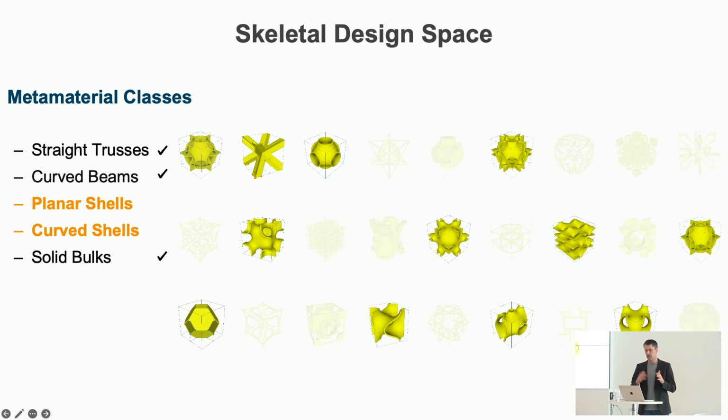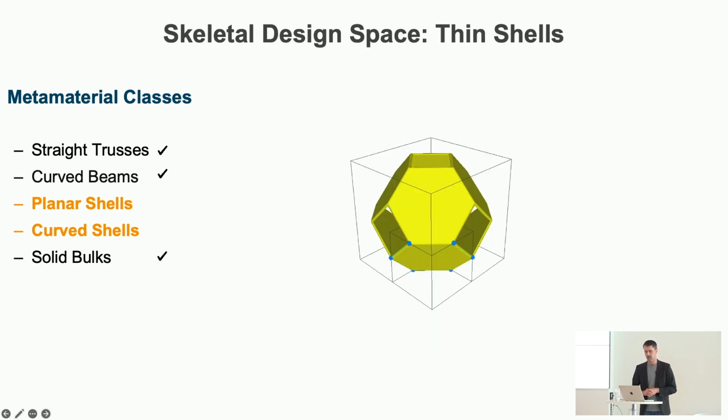And it turns out, and you can believe me, that the straight trusses, the curved beams, and the solid bulks are quite easy to model. We can manage this. And what I want to do now, in the following, is dig a little bit deeper into one of the remaining classes, which are shells. Shells are a very, very important class for metamaterials. And there we want to have planar shells and also curved shells. So I want to show you a little bit how we approach this.